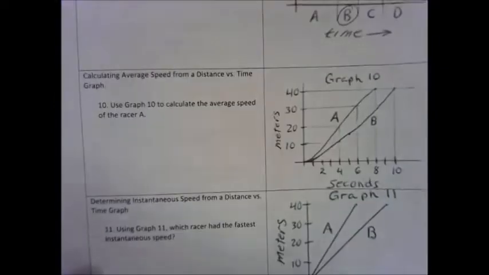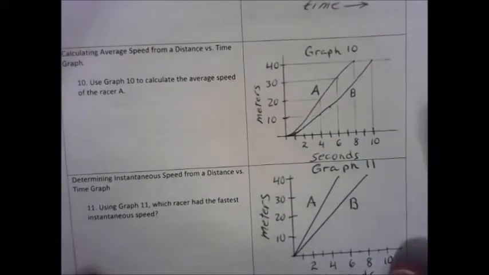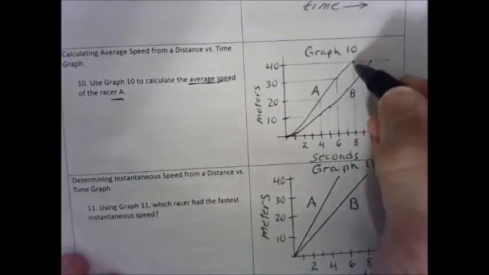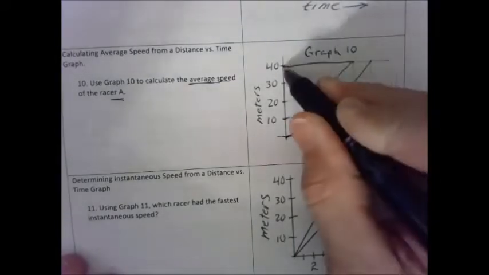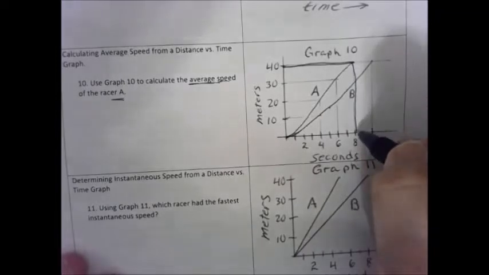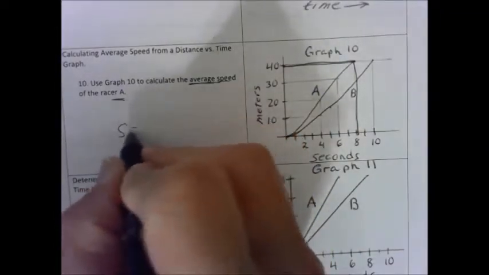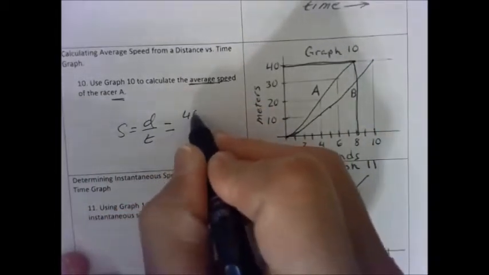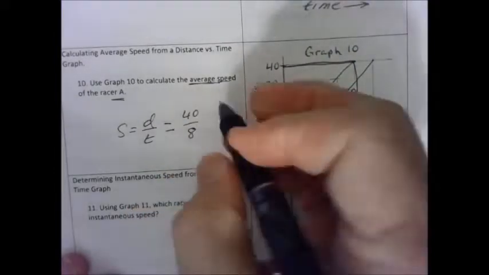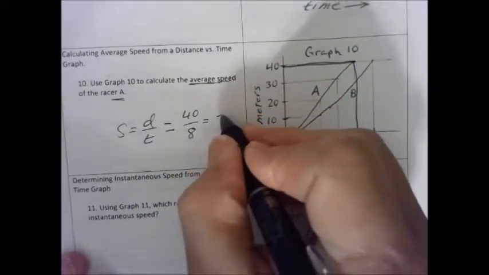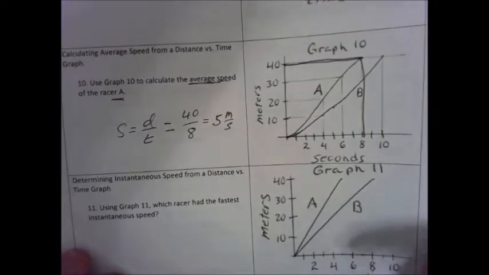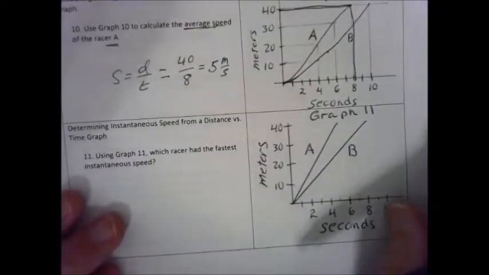Now then, calculating speed from a distance versus time graph. And this one, I wanted to calculate the average speed. All you had to do to calculate the average speed for racer A is to figure out how far he went, what was the total distance he went in the total time. So the average speed is equal to the total distance divided by the total time, is equal to 40 divided by 8, and I think if I remember right, that is 5 meters per second. Always put your units on there. That lets me know that you know exactly what you're doing.